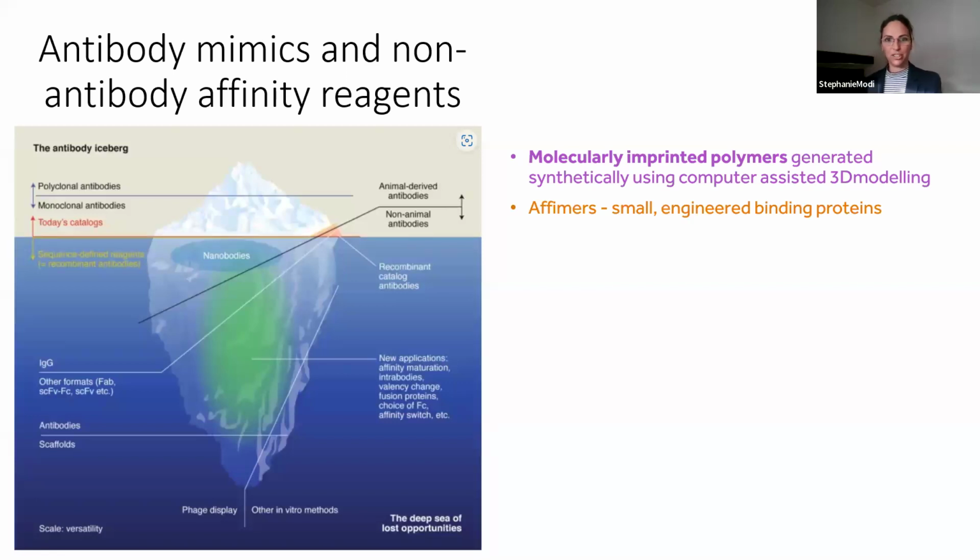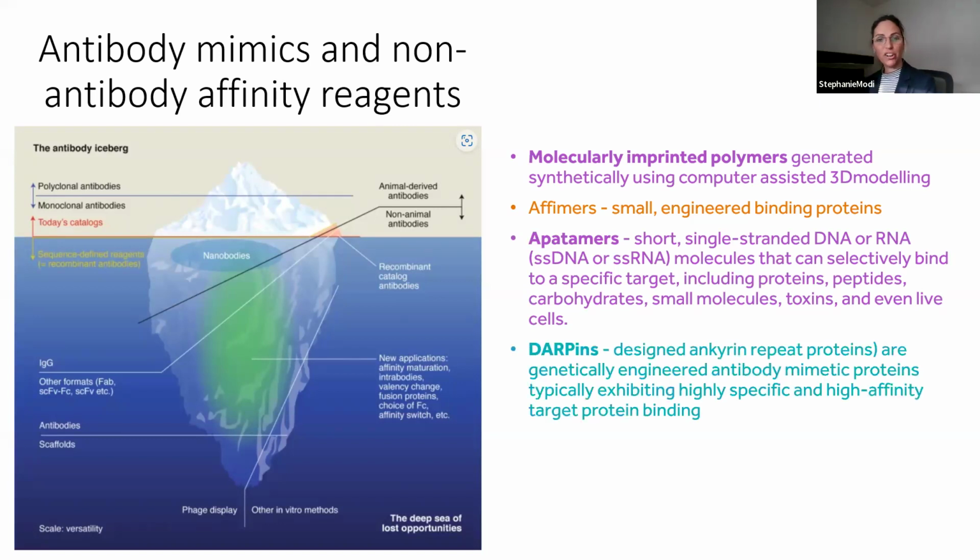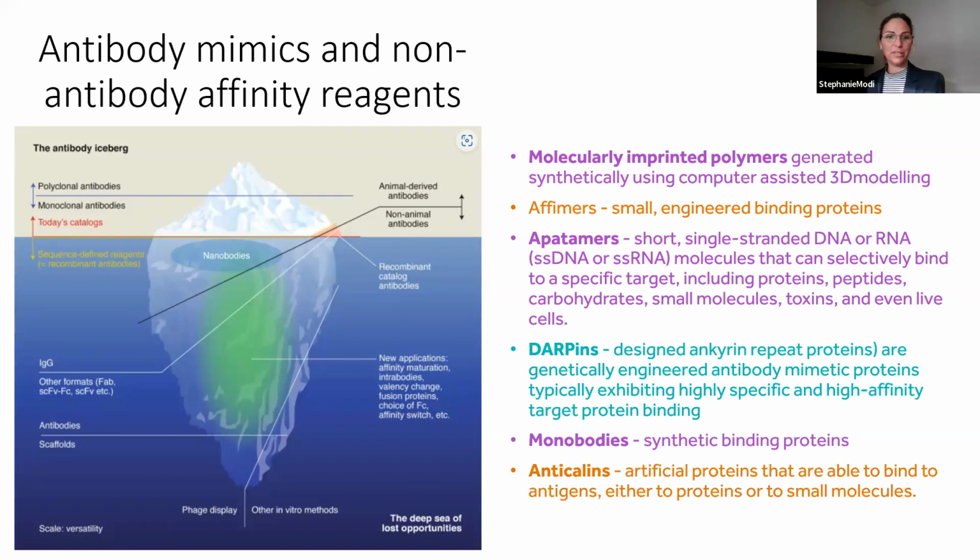Affimers, which are small engineered binding proteins, aptamers, which are short single-stranded DNA or RNA molecules that can bind different targets, DARPins, which are genetically engineered antibody mimics, monobodies, which are synthetic binding proteins, and anticallins, which are artificial proteins that can bind to antigens. So there's a huge range of animal-free replacements that are being developed currently.